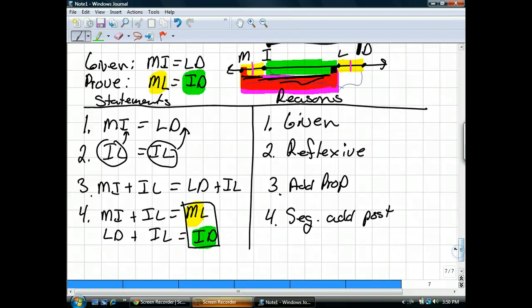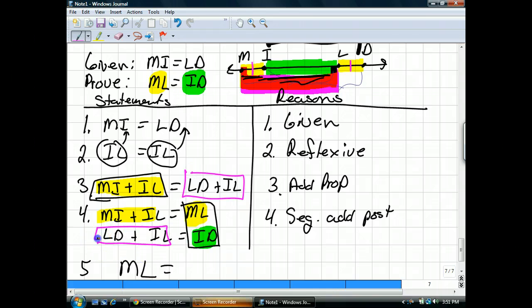Now, my last step is, since all of this is equivalent to this, I can replace this with ML. So now I can say, in place of this, that's the same thing as length of ML. And I can do the same thing here. In place of this, I can replace it with this. So what lets me take something of an equivalent value and replace it? The substitution property.